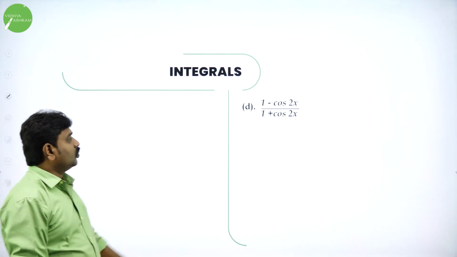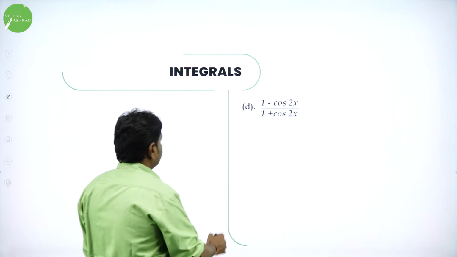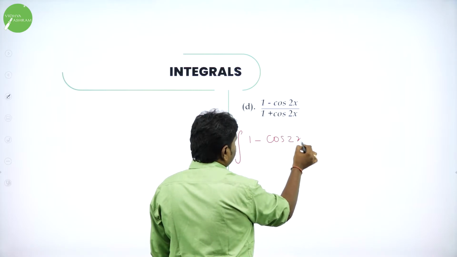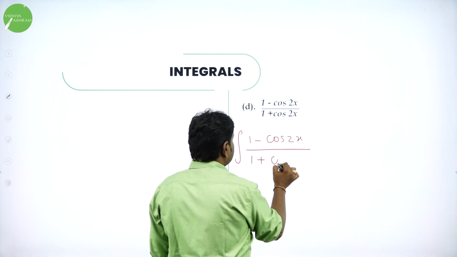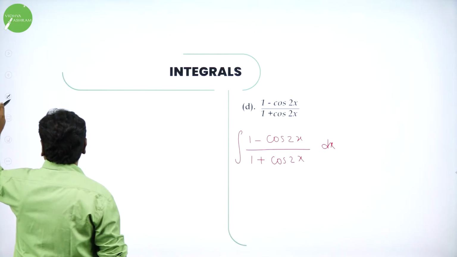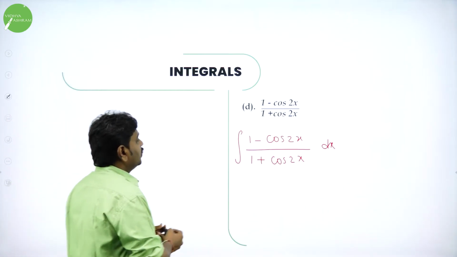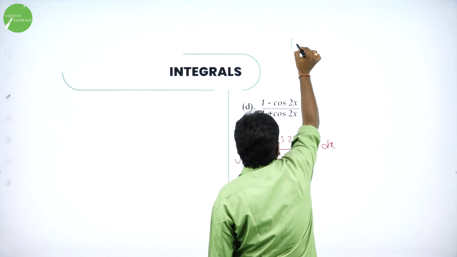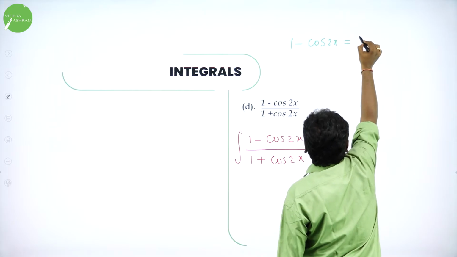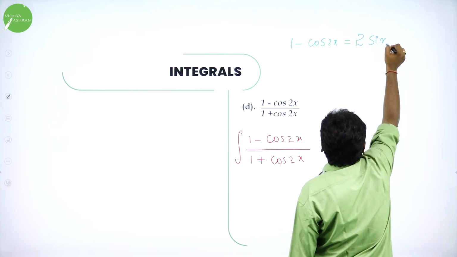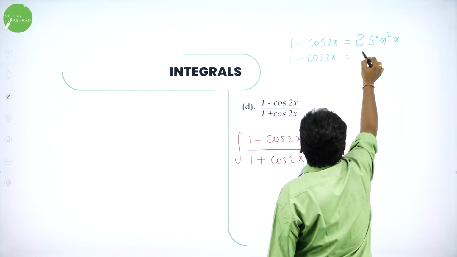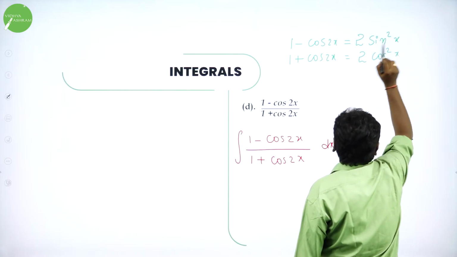Then we have 1 minus cos 2x by 1 plus cos 2x. So they want you to integrate 1 minus cos 2x divided by 1 plus cos 2x with respect to x. If you want to integrate this, again you should be good in multiple angles. So we have direct formulae in multiple angles of trigonometry. 1 minus cos 2 theta can be written as 2 sin square theta, and similarly 1 plus cos 2 theta can be written as 2 cos square theta. These are two important formulae.